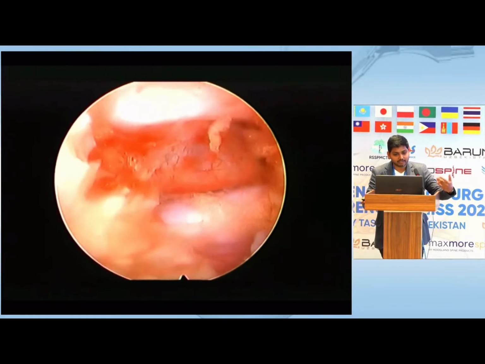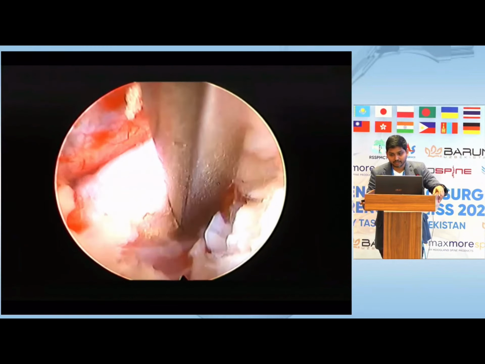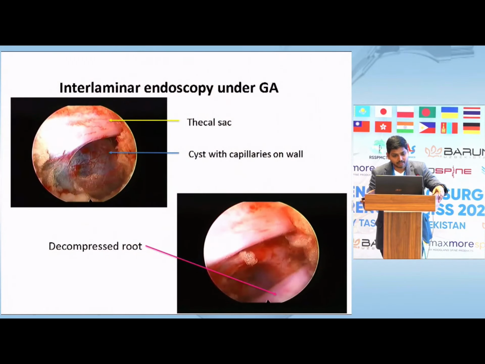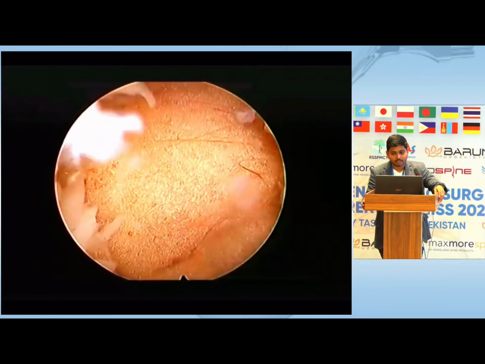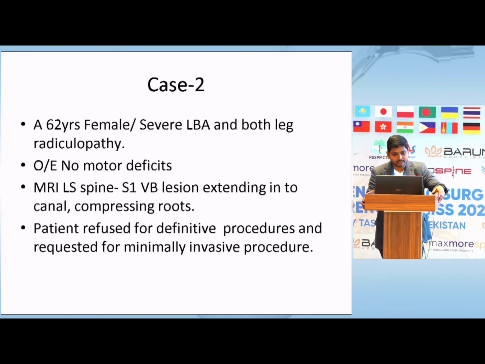After that, I excised the cyst and did the annuloplasty, and the patient is relieved of his pain. Here is just another view of the theca and the cyst, and after decompression, the root is medialized here. So histopathology confirms the same, a discal cyst, and the patient returned to his work after 2 weeks. Here is the second case.